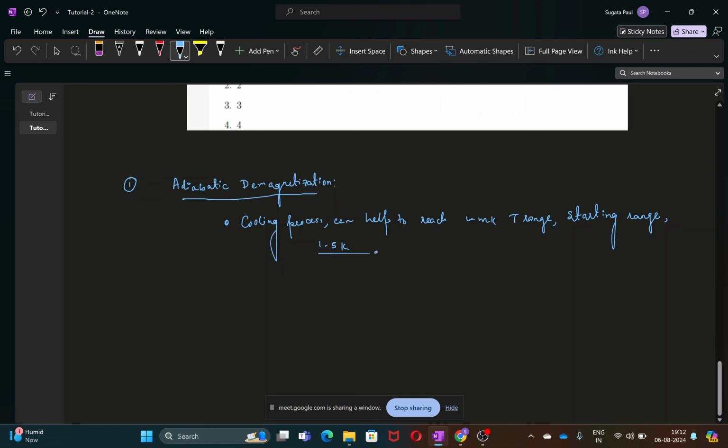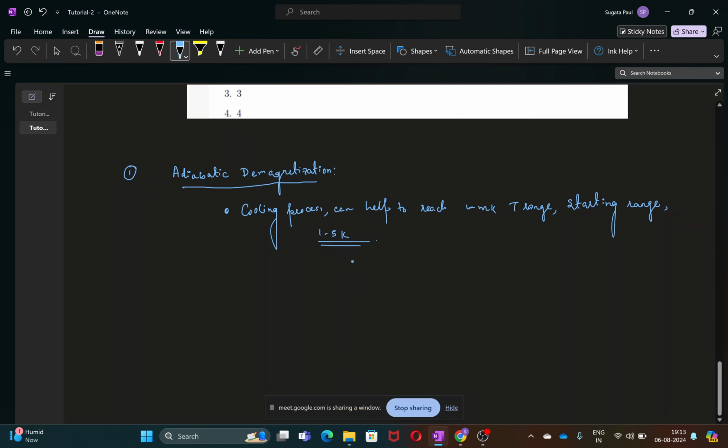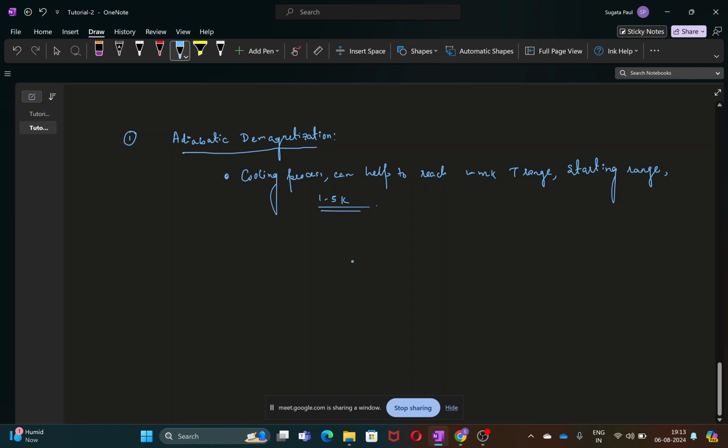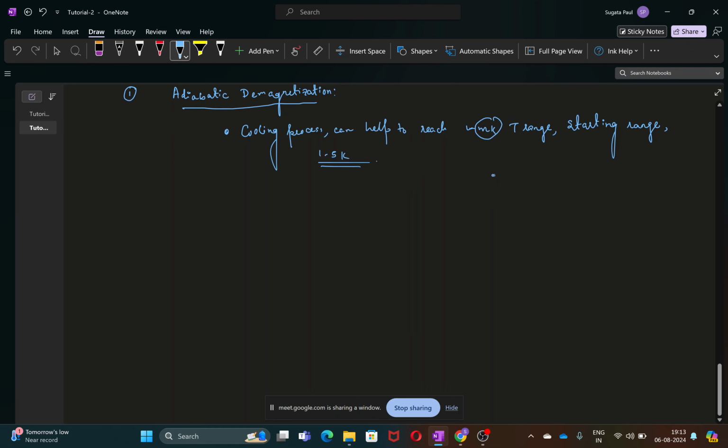So this is one thing, that the starting temperature in this process should be in this low regime of 1 to 5 Kelvin. You cannot start at 300 Kelvin and try this adiabatic demagnetization process to go down further. It has the starting condition that you have to be in a temperature range of 1 to 5 Kelvin, and only after that can this process work to get you to a lower temperature in the millikelvin range. Now, the basic thing that you require for this process is a paramagnetic salt sample. Your sample should have the paramagnetic property.